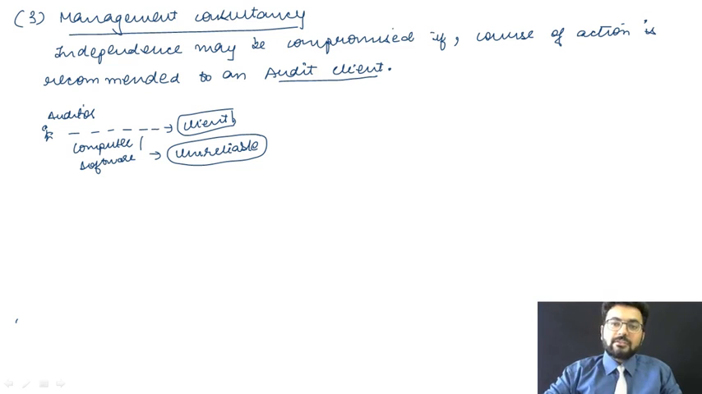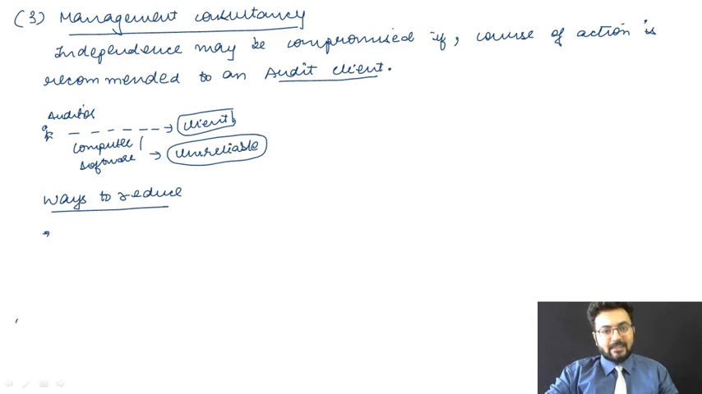Now in that particular situation, what is going to happen? How can this be reduced? Ways to reduce. You are not going to suggest something unless that is required from their perspective. Do not suggest something unless they approach you to do so. Okay? You are not going to tell them that yes.